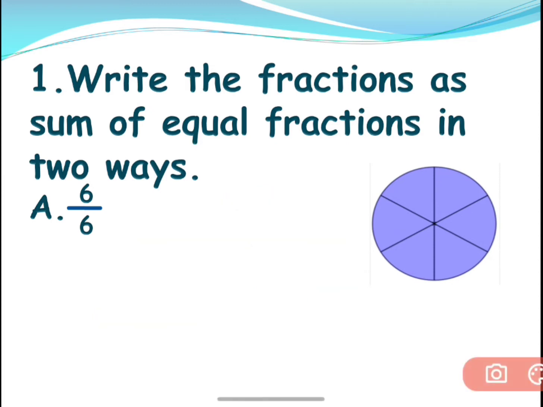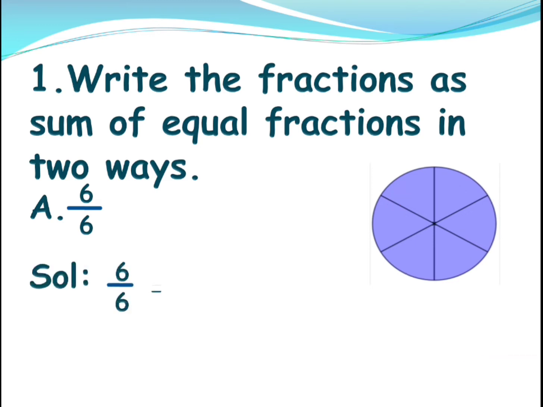Now let's go with the 3. So 3, 1, 2, 3 here you have, and 3, 1, 2, 3. So here you are getting 3 by 6 and this will be 3 by 6. Both are equal, no? Both are same. So you can write 3 by 6 and 3 by 6. That is 6 by 6 will be equal to 3 by 6 plus 3 by 6. Isn't it children? 3 by 6 plus 3 by 6.